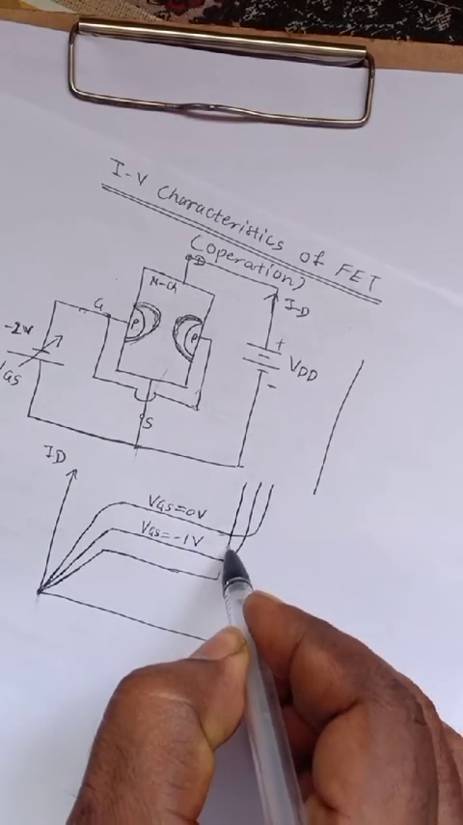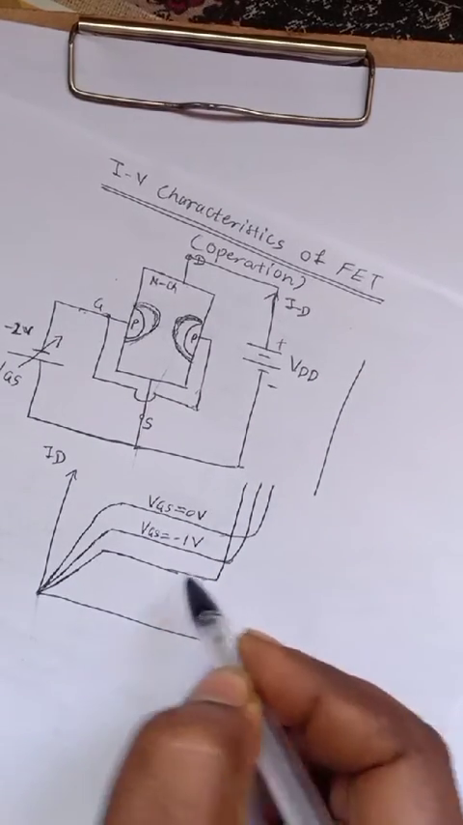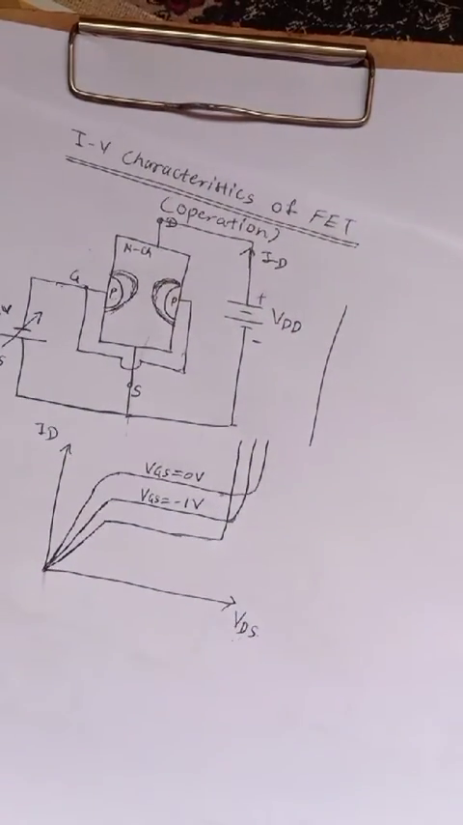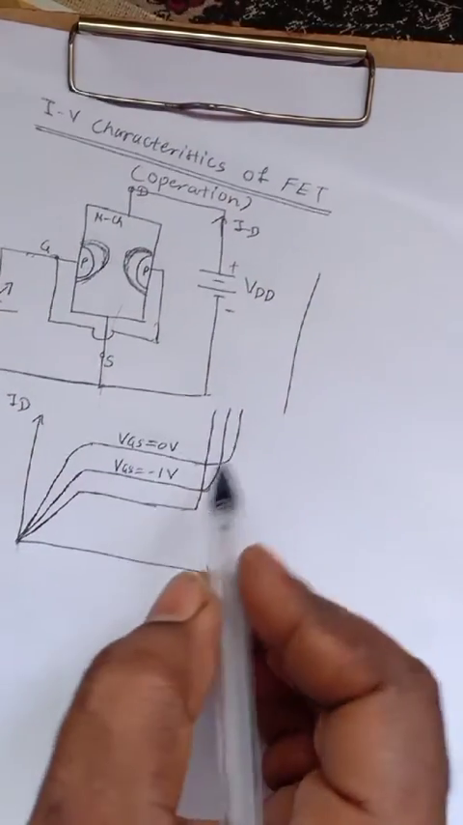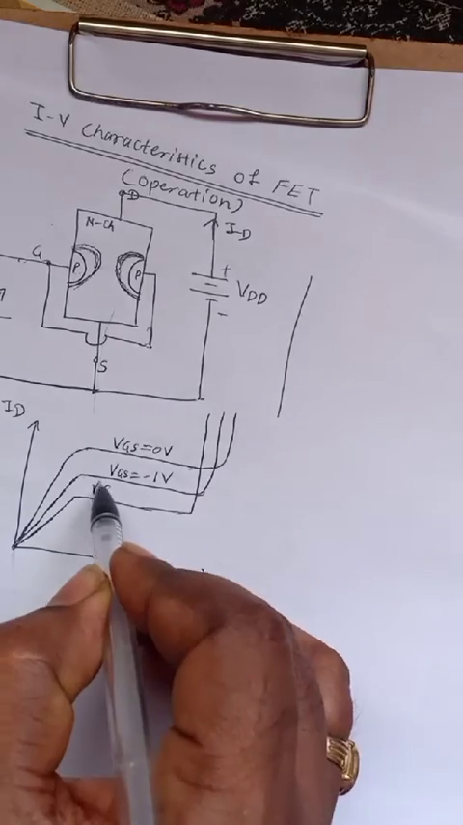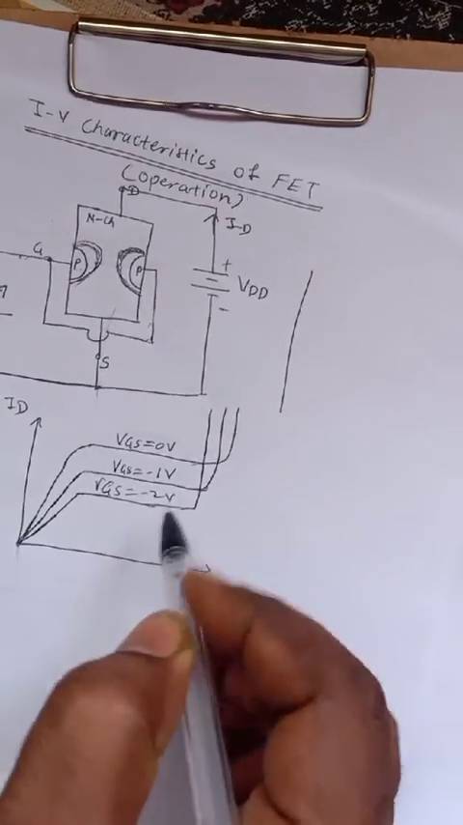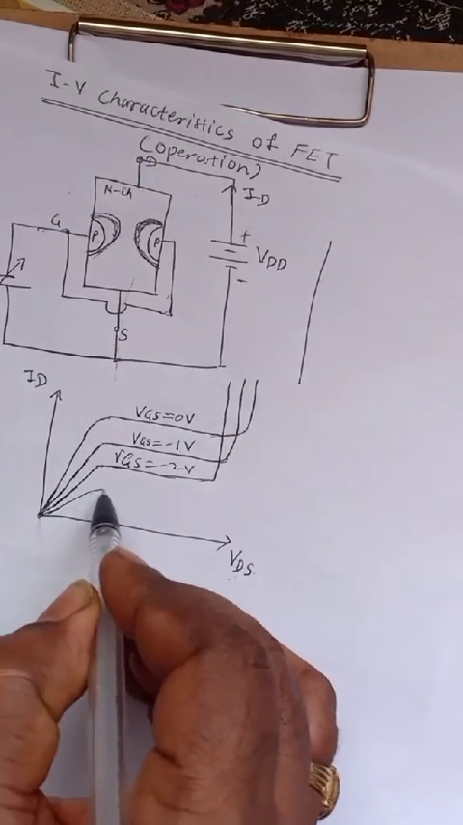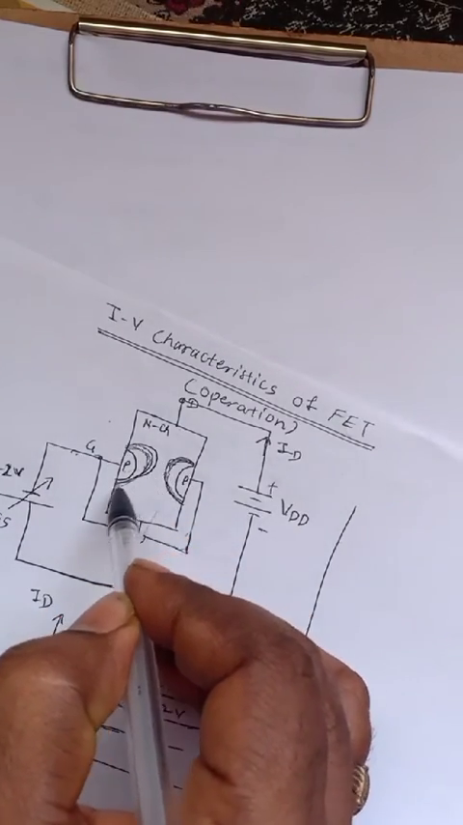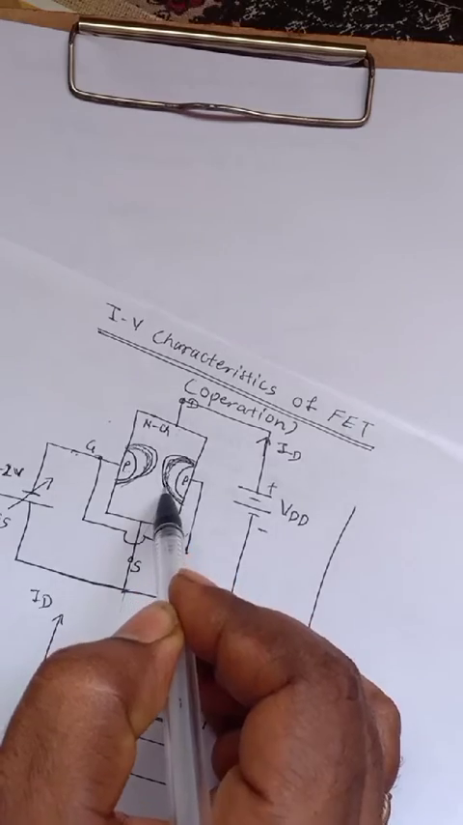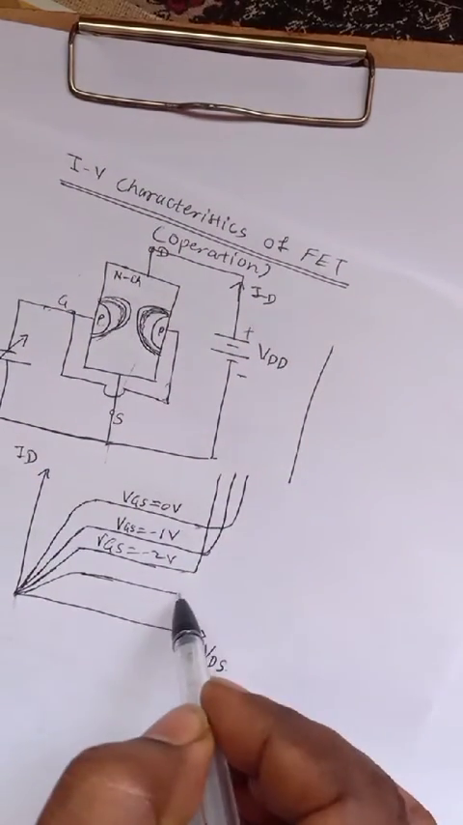So this breakdown point occurs earlier than the previous one. Similarly, this is VGS equal to -2 volt. Similarly, again if we increase the voltage, the current gets decreased and the depletion layer increases, okay.